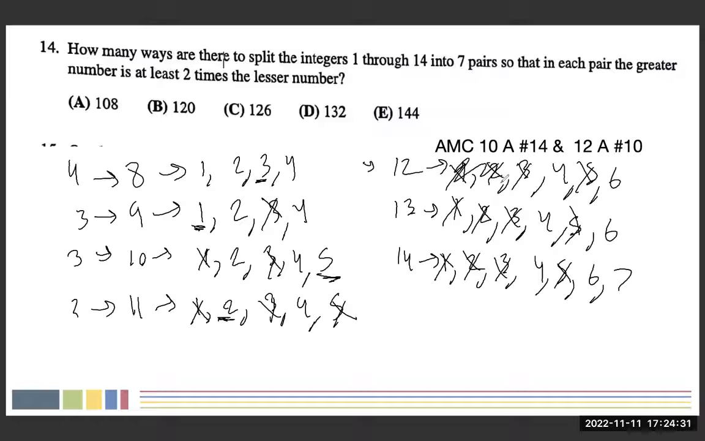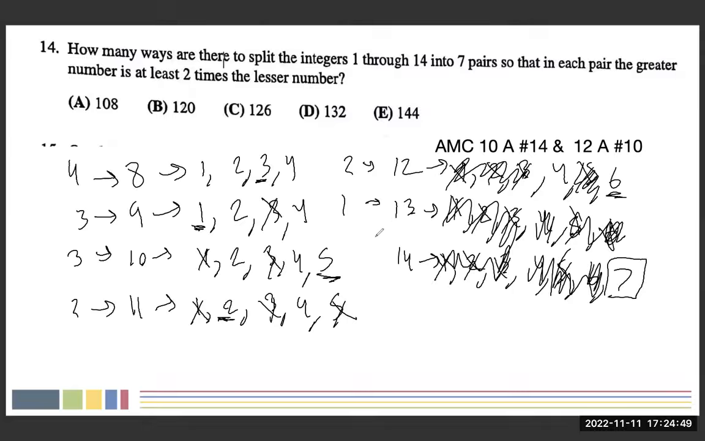How many possibilities are there? Well, none of these and not this one, 4 or 6. There's only 2 possibilities. Let's say we pick 6. Okay, now 6 can't be done here, 6 can't be done here. Well, now 13 only has 1 possibility, and 14 only has 1 possibility. So this just gives us the product we need.